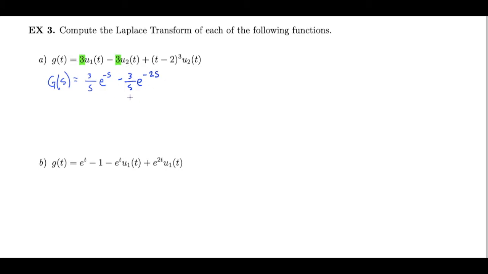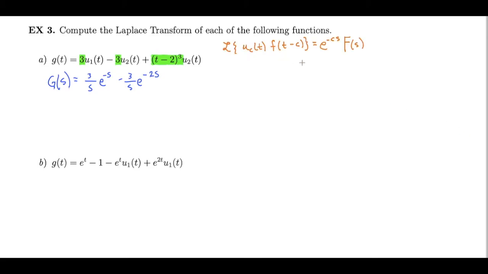And then lastly, I have the function t squared. Actually, I have t squared, but it has been shifted 2 units to the right. So here's a case where I have to make sure this shift matches this switch, which it does. The structure of this is perfect. So according to my previous result, when I take the transform, I'm actually going to transform t cubed.